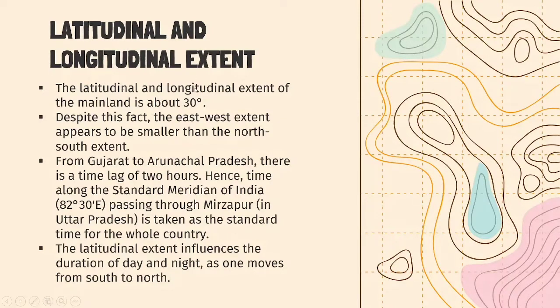So the latitudinal and longitudinal extent is about 30 degree, which means the eastern and western part of the country appears to be smaller when we compare to the north and south extent. So specifically they have given an example. From Gujarat to Arunachal Pradesh, there is always a time lag. So in terms of geographical measure or distance, always there is a time lag, dear students. So very importantly, to note that the standard meridian of India, which passes through Mirzapur in Uttar Pradesh, is taken as the standard time for the whole country.